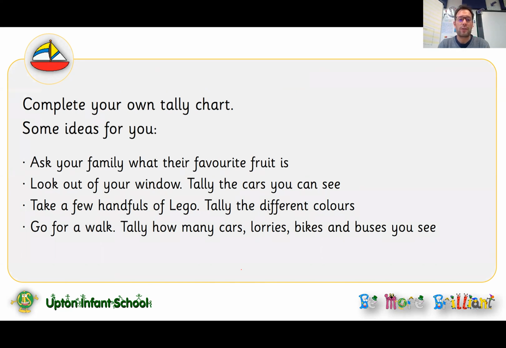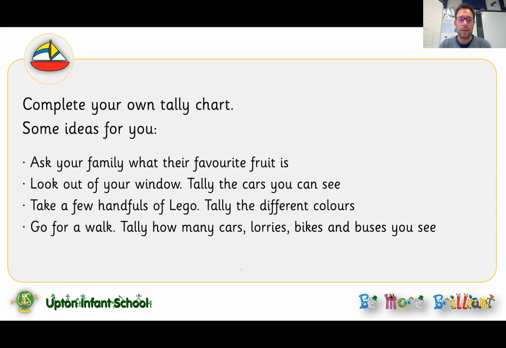So you can either ask your family, and there's probably not going to be that many people that live in your house. So you could perhaps do a Zoom call or phone them or something like that, and ask your family what their favorite fruit is. But in order to do this, you do need to ask quite a few people. So if that's a bit tricky, you could look out of your window and you could tally the different cars you see as they go by if you've got a road outside your window.